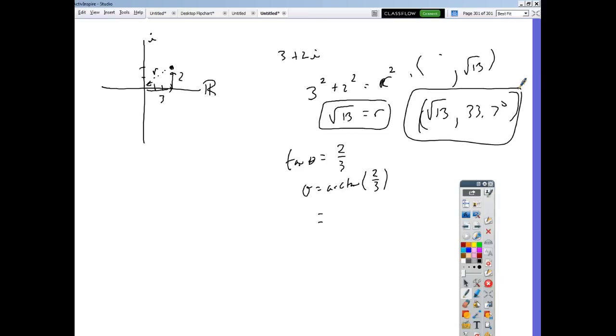Now, some terminology. When it's in a complex polar plane, we're going to call this the modulus or absolute value. It is the radius of a complex polar plane.